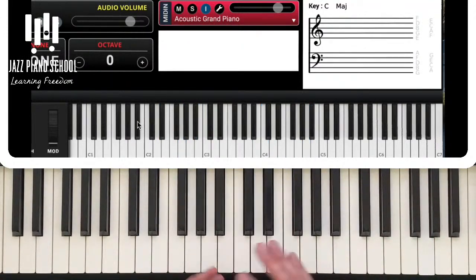And then once you have all the inversions down, I know this sounds like a lot, and it is a lot.